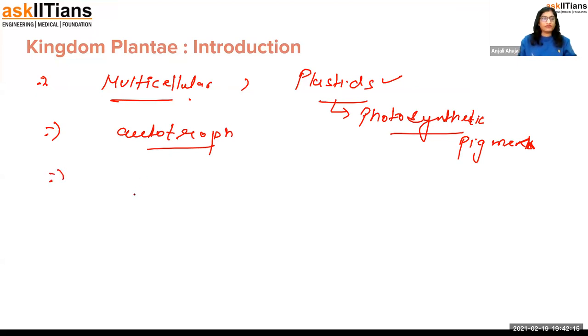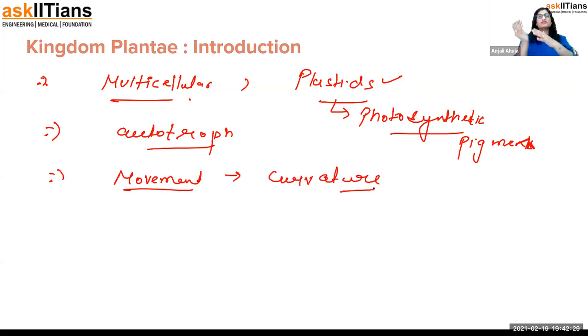So they are phototrophs and they show movement, which we call curvature movement, not locomotion. Locomotion means location is getting changed, but they are not changing location. So there is just internal curve movement, like leaves are moving. So that's movement of curvature.